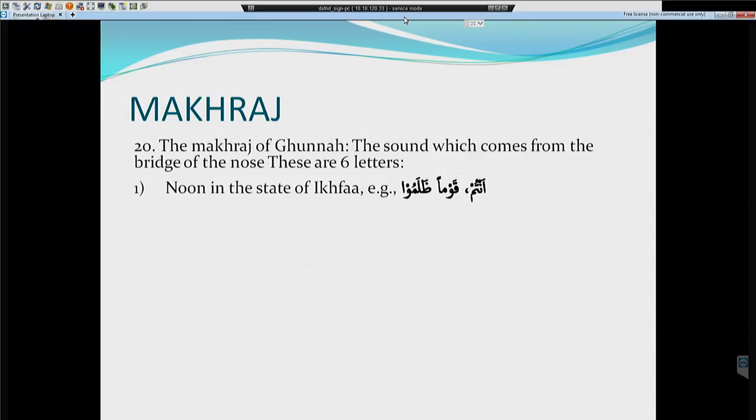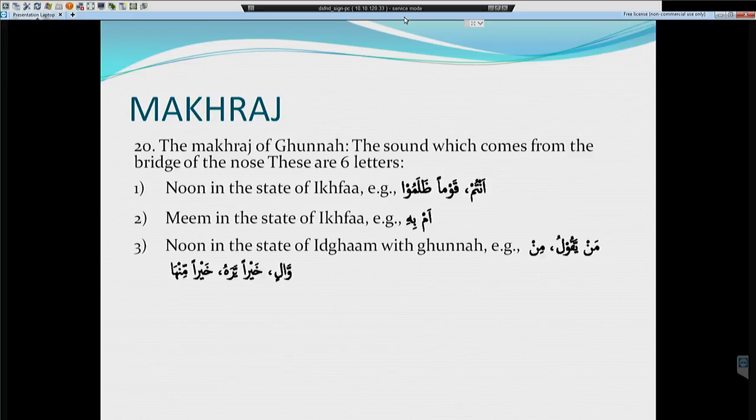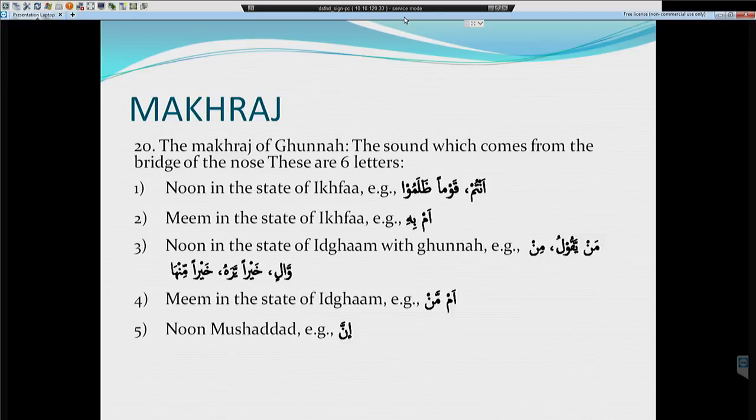These are 6 letters, meaning that there are really only 2 letters, noon and mim, but in different states. There's ikhfa, there's idgham. Over here there's ikhfa, antum or qawman zalamu, the mim in the state of ikhfa, bihi, this is called qalb. And there's noon in the state of idgham with ghunna, man yaqulu. Example of mim in the state of idgham, amman, and there's noon mushaddad, inna, and mim mushaddad, amma yatasa'alun, inna allaha azizun hakim, amman khalaqa as-samawati.